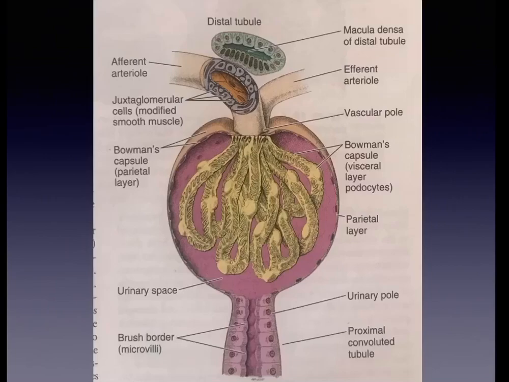Then we also have what is called the juxtaglomerular apparatus, which is made up of juxtaglomerular cells, which are nothing but modified smooth muscle cells in the afferent arterioles. Then you have the macula densa, which are specialized tubular cells, narrow and tall in shape, and these are concerned with the production of renin.